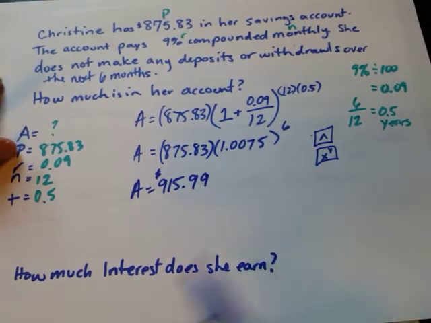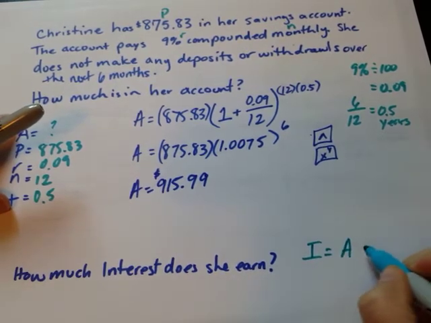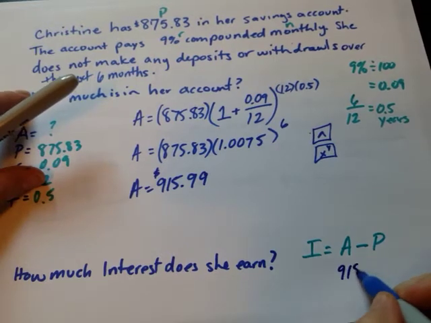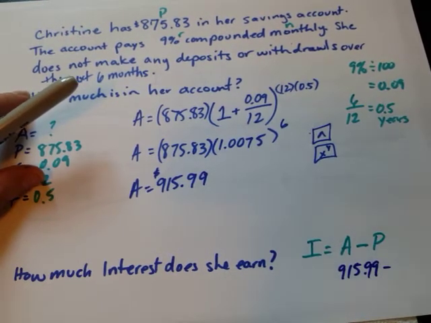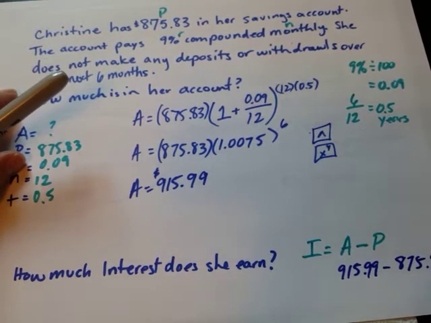So follow-up question, how much interest does she earn? Well, for interest, we will take the amount that's in her account and subtract it from what we began with, or the principal. So here we've got $915.99 in the account, which is 6 months down the road. We started with $875. And so the interest will be $40.16.